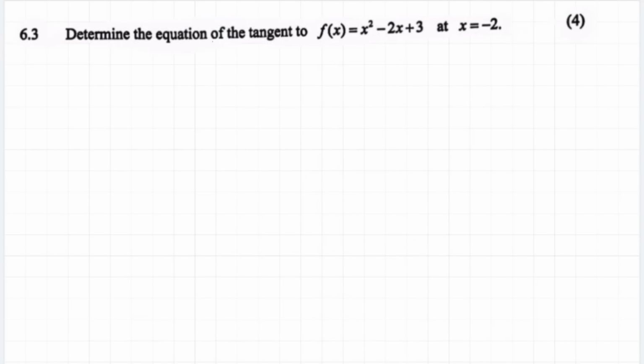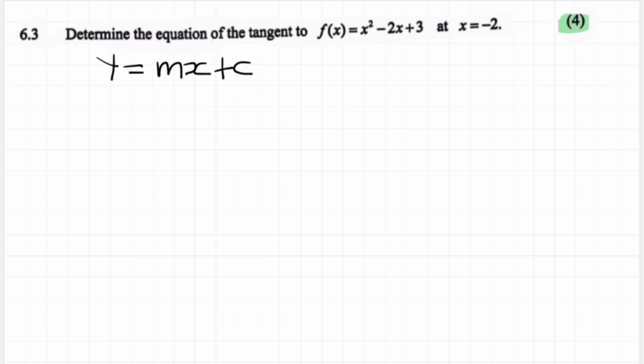So now let's move on to 6.3. Determine the equation of the tangent to f of x at x is equal to -2. A lot of people, guys, whenever they see this type of question, they start to panic. So the equation of the tangent is given as y equals mx plus c. It's a straight line, actually. That's something that you must know. In order for us to find the equation of the tangent, what we need first is the gradient.